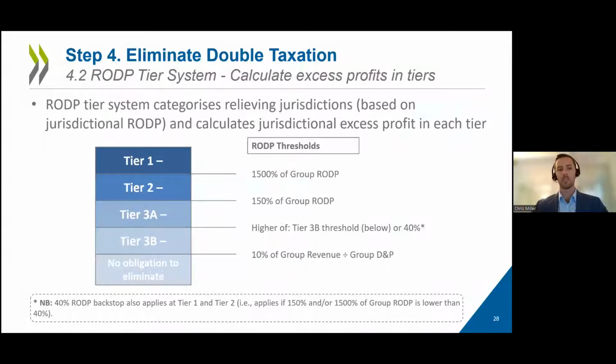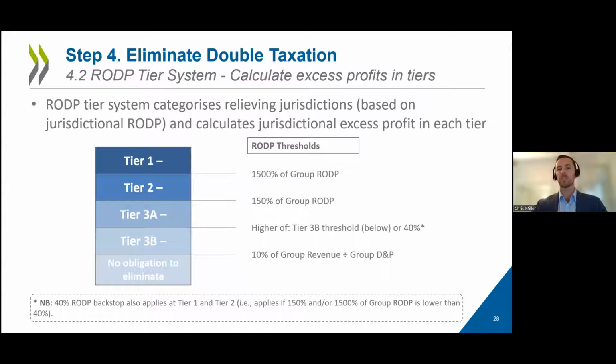And importantly here, just to mention that these tiering thresholds are calibrated to the characteristics of the group. So a group with relatively low D&P expenses, and therefore likely a group with relatively high RODP, the tiers will calibrate upwards accordingly. So we're comparing apples with apples here, and I think that's an important observation.